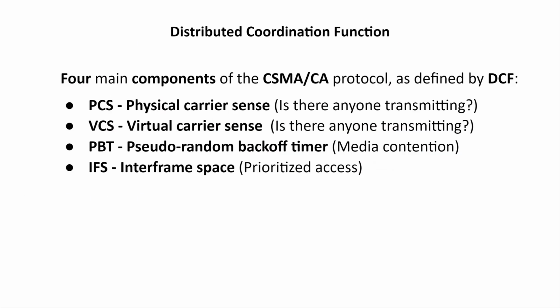DCF has four main components. Physical carrier sense helps to understand whether the transmission medium is busy. Virtual carrier sense serves the same purpose. Pseudo-random Backoff timer, we just saw it. It works for concurrent access to the medium. All devices compete with each other to occupy the channel and begin transmitting their data.